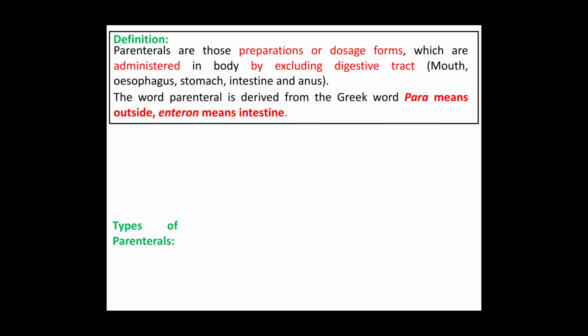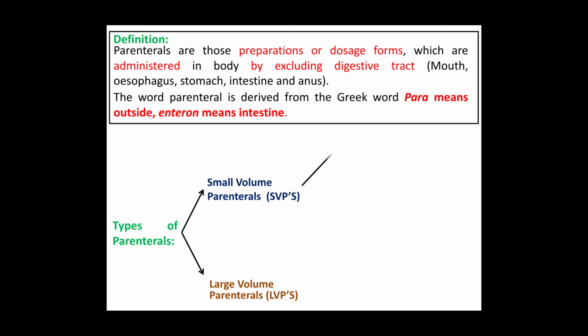Now there are two main types of parenterals. The first one is small volume parenterals, which we also call SVPs, and the second one is large volume parenterals, which is also called LVPs.